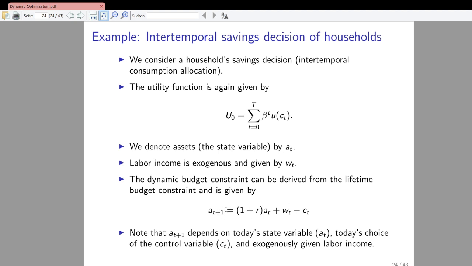And the same holds true with overall assets. So overall assets can increase, that's when I save, and they can also decrease if consumption expenditures are very high, that's when I dissave. So basically assets at time t+1 depend on the state variable of the past and today's choices of the control variable c_t, and exogenously given labor income. In this particular case, it's exogenously given. In typical macroeconomic models, labor income depends endogenously on the choices of firms to employ workers and on the choices of households to supply labor.